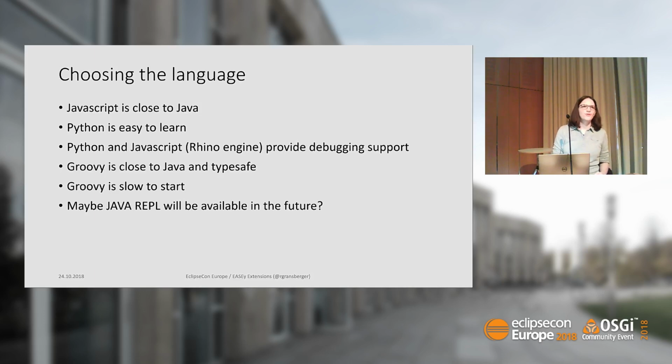Just some short notes I made while writing the talk. So JavaScript is really close to Java, so it's really easy to understand and write. Python is also very easy to learn, and Python and JavaScript provide debugging support. Groovy, for example, has kind of a test integration. It doesn't have any debugging support, but it's close to Java and it is type safe, so I kind of like to use it. But as we see later, it's also very slow to start, so there might be some room for improvement. And maybe the Java REPL can also be available in the future, because now we have scripting support in Java as well.